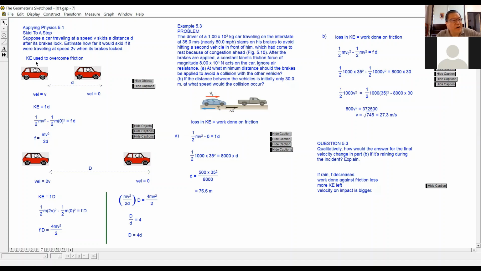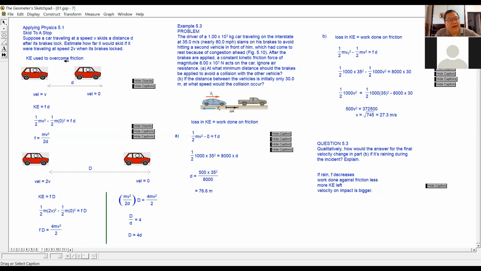So what we have learned so far is the kinetic energy. We also need to know the potential energy. For potential energy, we are going to do it later. So we look at this kinetic energy and how the kinetic energy is converted to the work done.